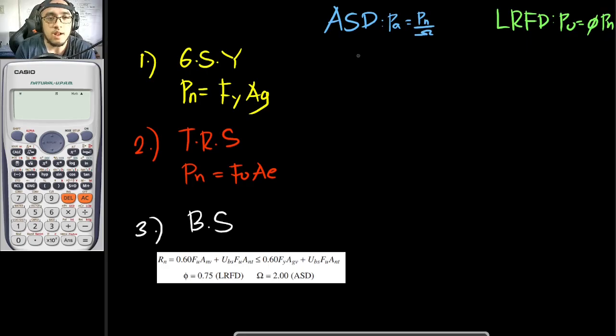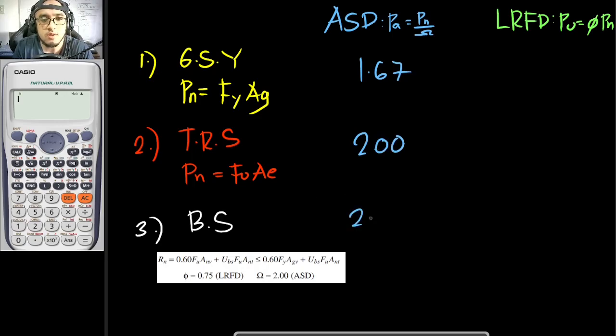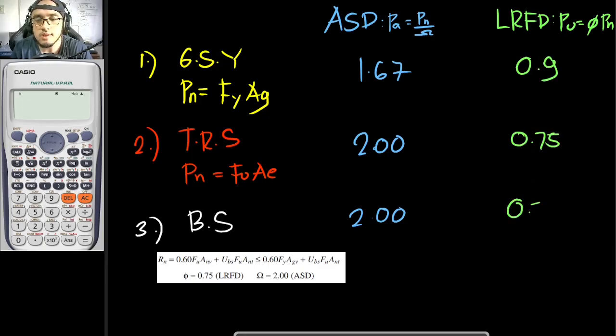So for the values of your omega, for cross-sectional yielding, this is 1.67. For tensile rupture stress, that is 2.00. For block shear, that is also 2.00. And for LRFD, the values for your reduction factor phi are 0.9, 0.75, and 0.75 respectively. So there.